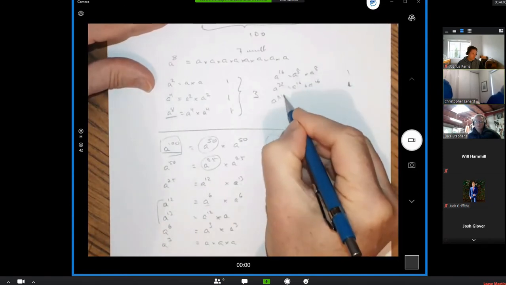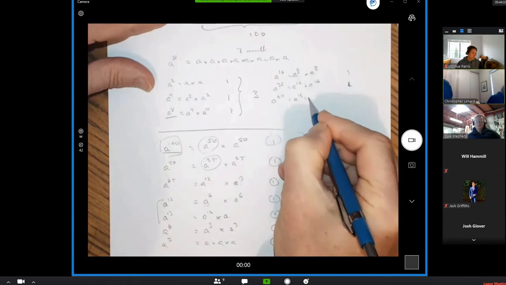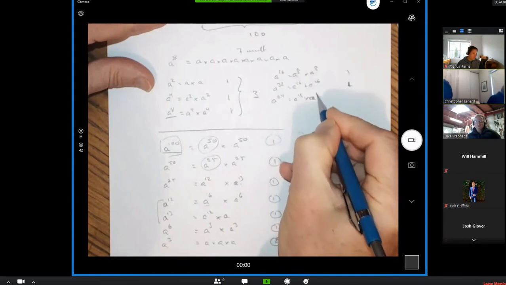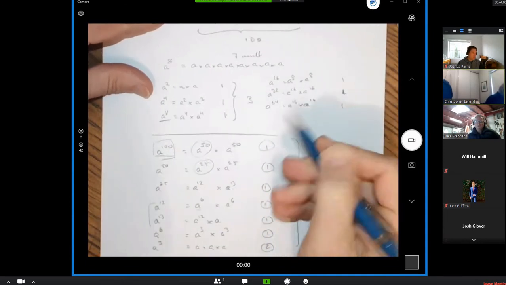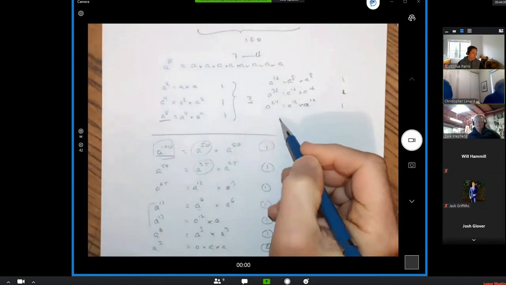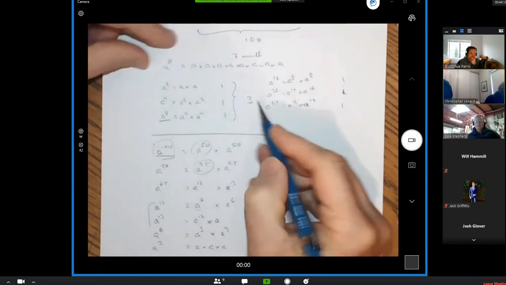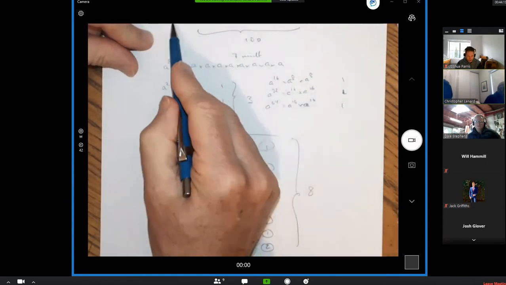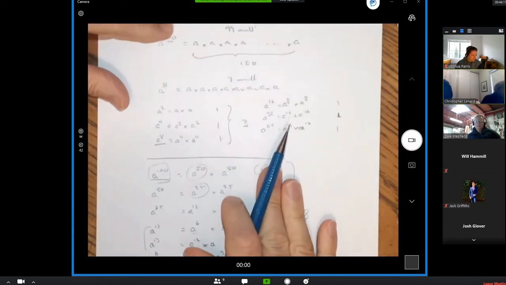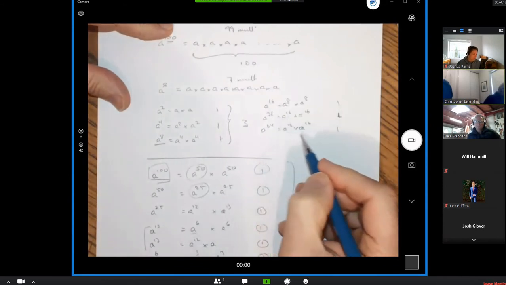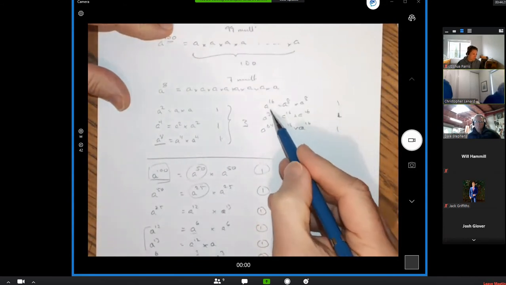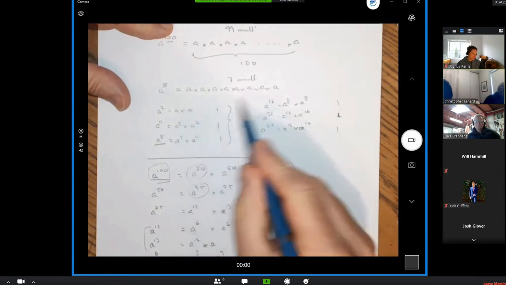A to the 64 is a to the 16 times a to the 16, which is another one. Now, if I go one more step, that's going to get me to a to the 128, which is overshooting my a to the 100. So maybe I could use these to build up things.